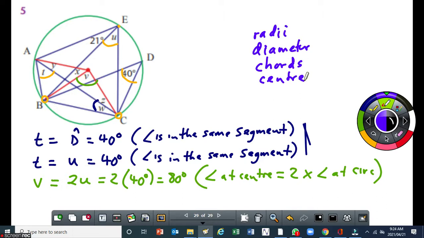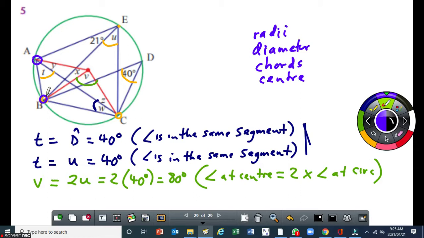So when you see a question, ask yourself, is there a radius? Is there a diameter? Are there any chords? You must know whether a specific angle is subtended by a specific chord. Is there a center? Alright, so which chord subtends angle W? It's AB. So we have got that.